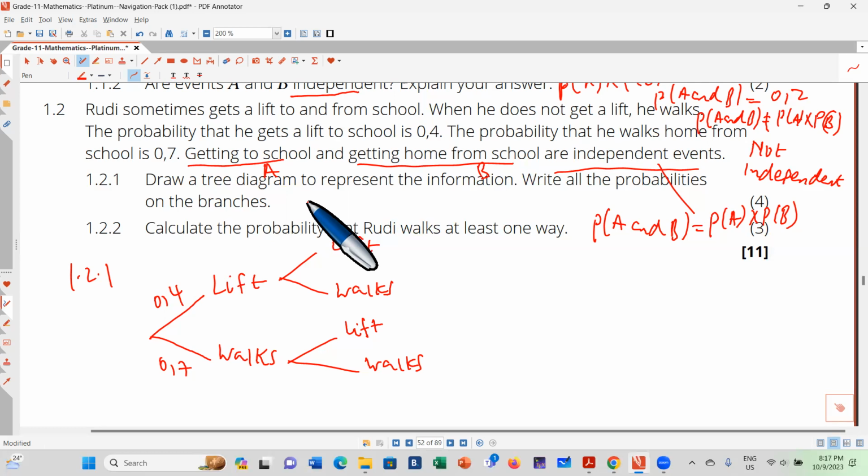So now, draw a tree diagram to represent the information. Write all the probabilities on the branches. I want you to note a couple of things as we look at this question. If he gets a lift, it is 0.4; if he walks, it is 0.7. The lift is 0.4, walking is 0.7, and you have exactly that.